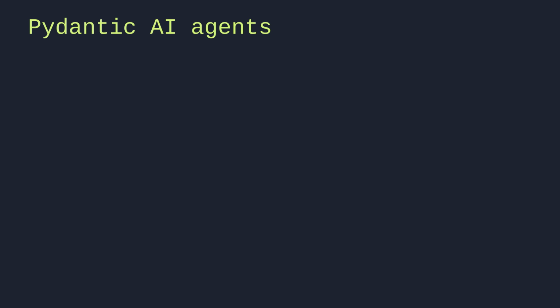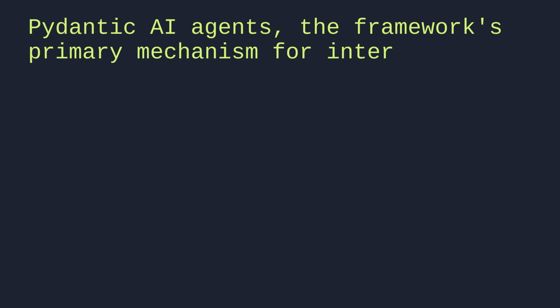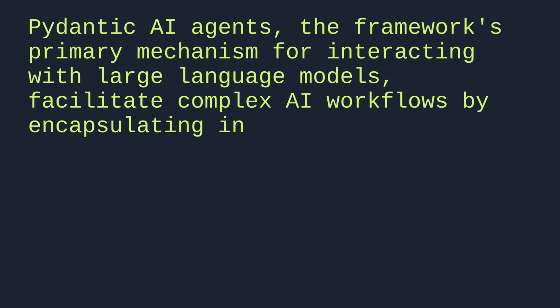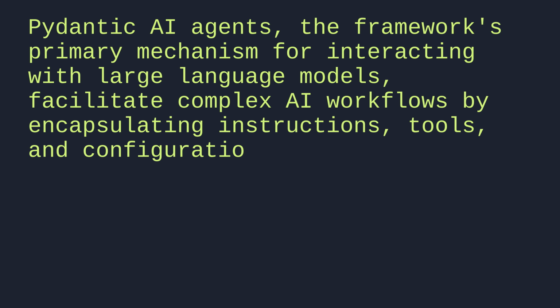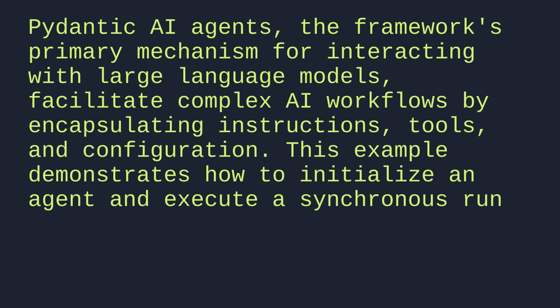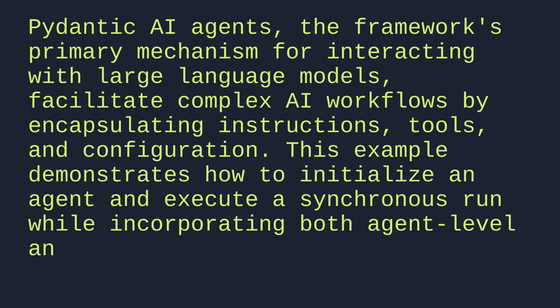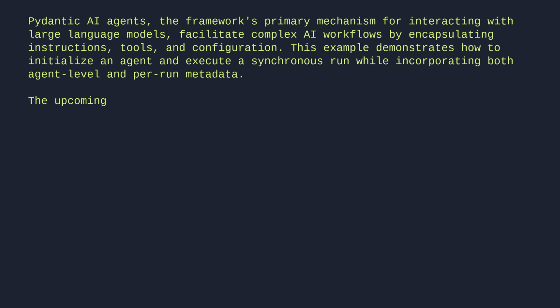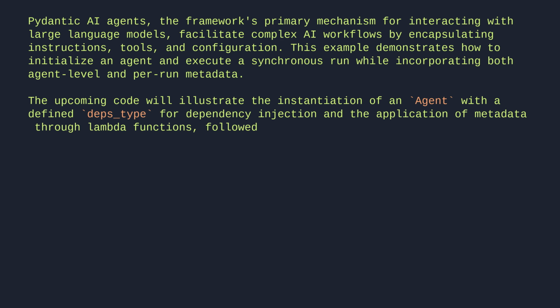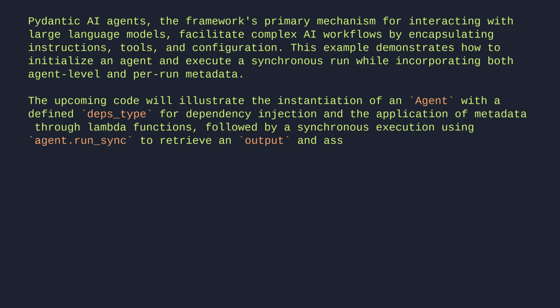Pydantic AI agents, the framework's primary mechanism for interacting with large language models, facilitate complex AI workflows by encapsulating instructions, tools, and configuration. This example demonstrates how to initialize an agent and execute a synchronous run while incorporating both agent-level and per-run metadata. The upcoming code will illustrate the instantiation of an agent with a defined deps type for dependency injection and the application of metadata through lambda functions, followed by a synchronous execution using agent.run_sync to retrieve an output and associated metadata.